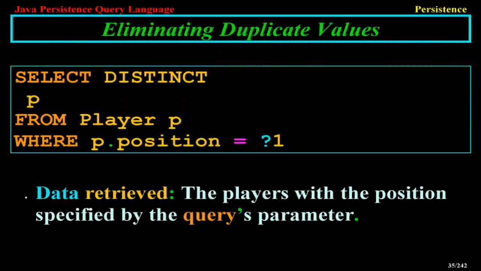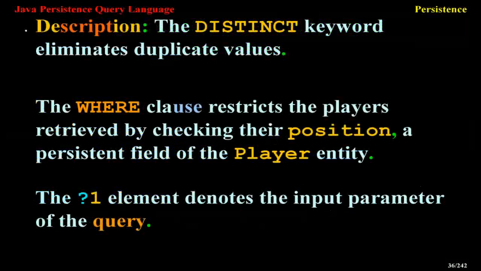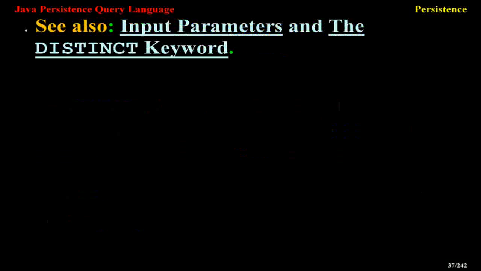Eliminating duplicate values. SELECT DISTINCT p FROM Player p WHERE p.position = ?1. Data retrieved: the players with the position specified by the query's parameter. Description. The DISTINCT keyword eliminates duplicate values. The where clause restricts the players retrieved by checking their position, a persistent field of the Player entity. The ?1 element denotes the input parameter of the query. See also input parameters and the DISTINCT keyword.